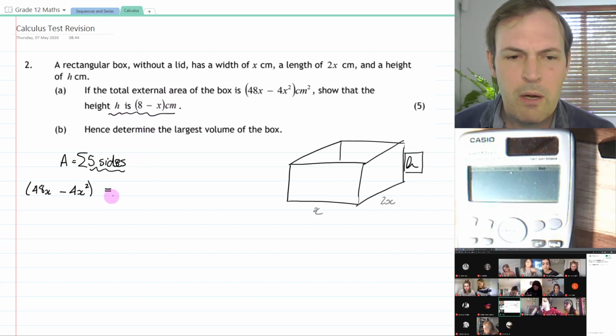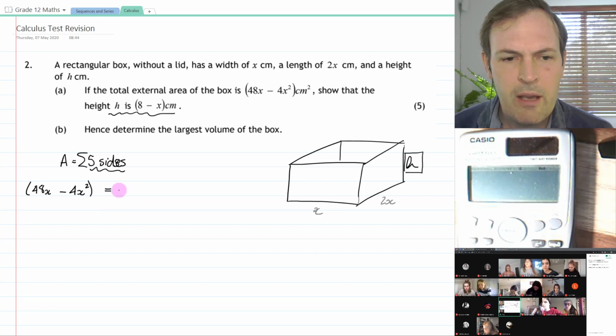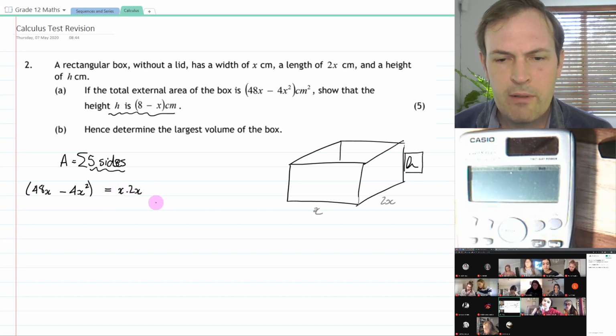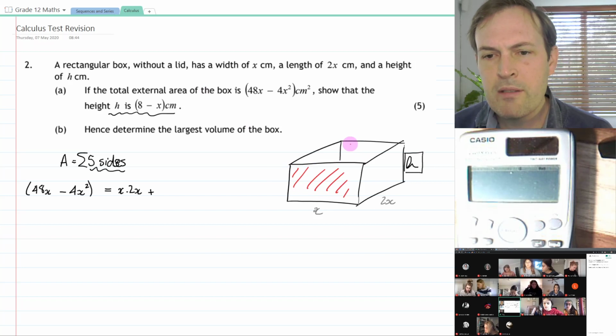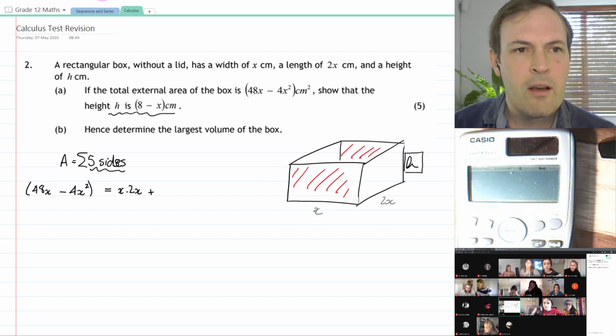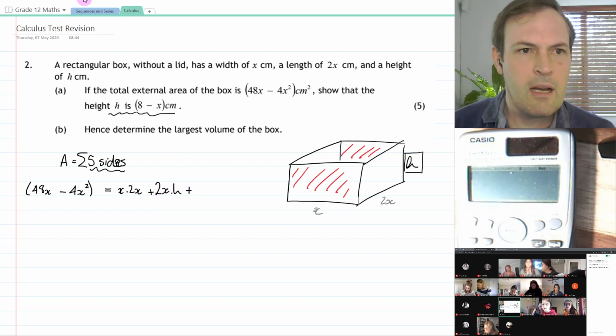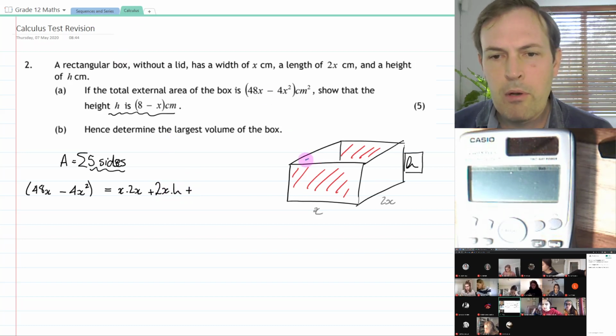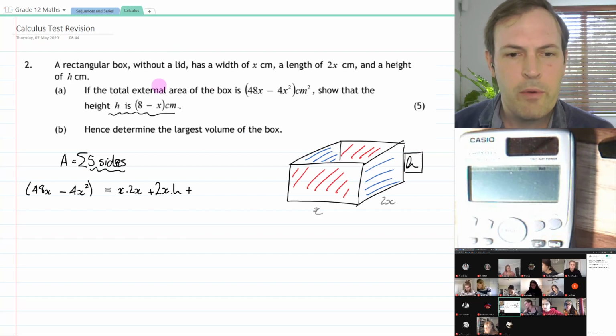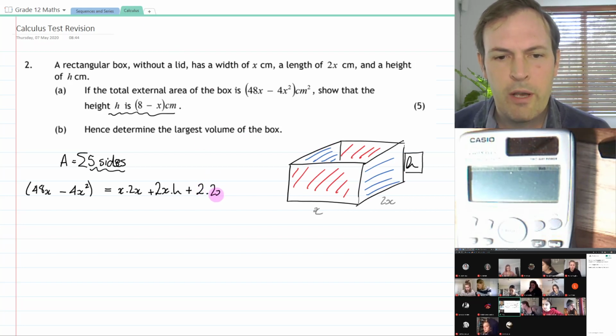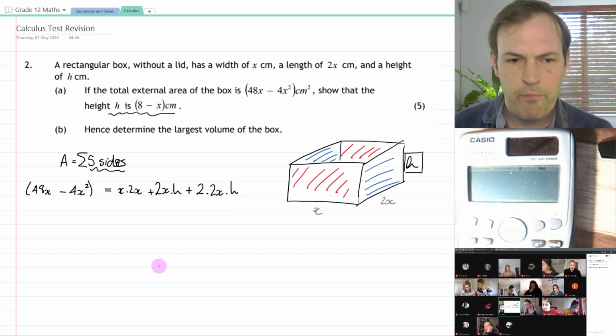So what are the areas? Well, I've got a base area that's going to be x times 2x. That's my base area. Plus, I've got 2 of the front and the back. Those are going to be the same. Those red sides there are all going to be x times h, and I've got 2 of them. And I'll have 2 of the blue sides, which are going to be 2x plus h. So 2 of 2x times h.